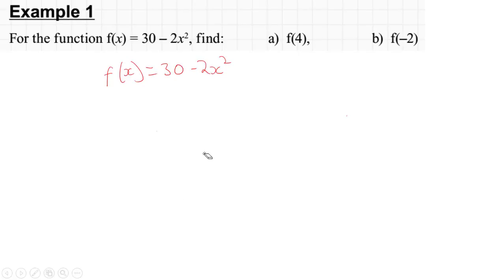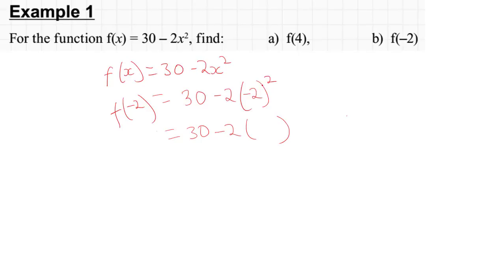Okay, hope you've tried that. So let's go through it again. You come back to the same function, which is 30 take away 2x squared. And all you need to do now, where x is, you sub in -2. So I've got f of -2 equals 30 minus 2 bracket, we have -2 here, and you're squaring it. The next thing you need to do again is the powers, the indices. So I'm going to have -2 there, and then bracket. Now, -2 squared is -2 times -2, which is going to be +4. You times a negative by itself, you get a positive.